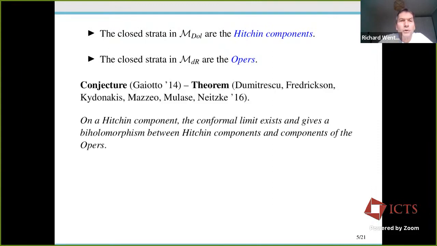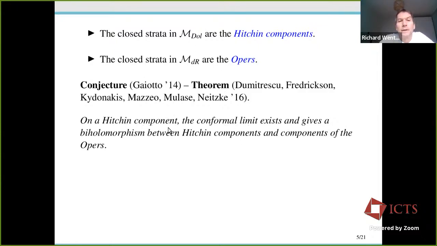And the original conjecture of Gaiotto in a paper in 14 was that the conformal limit, as he defined it, and I'll define in a little bit, should give an identification between these two, between the closed strata in the moduli space. And that was proven in a joint work of several authors here after an AIM conference where they discussed this conjecture. And so the result is that the conformal limit, again, I haven't told you what that is yet, but I will in a second.